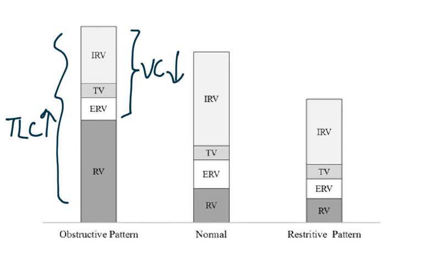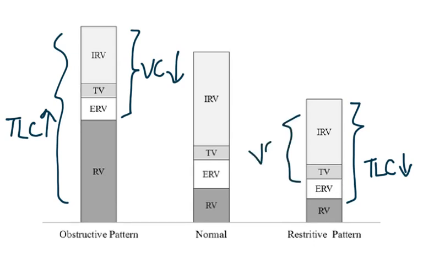On the other hand, in restrictive lung disease, because the lungs are more stiff and small, all the lung volumes and capacities will be reduced. So total lung capacity is reduced, as well as the inspiratory reserve volume, expiratory reserve volume, vital capacity, and residual volume. So in restrictive pattern, everything is reduced.